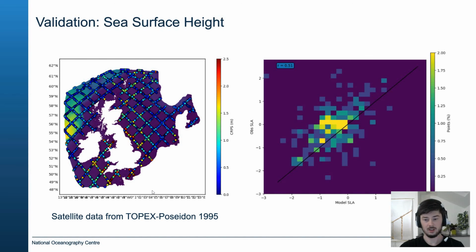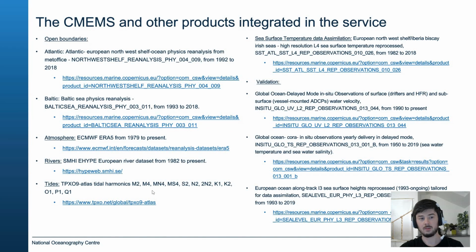These are the data sets that have been used from CMEMS and other sources in forcing and validating the model. So open boundaries, atmosphere, rivers, tides, sea surface temperature, and then some validation data sets.